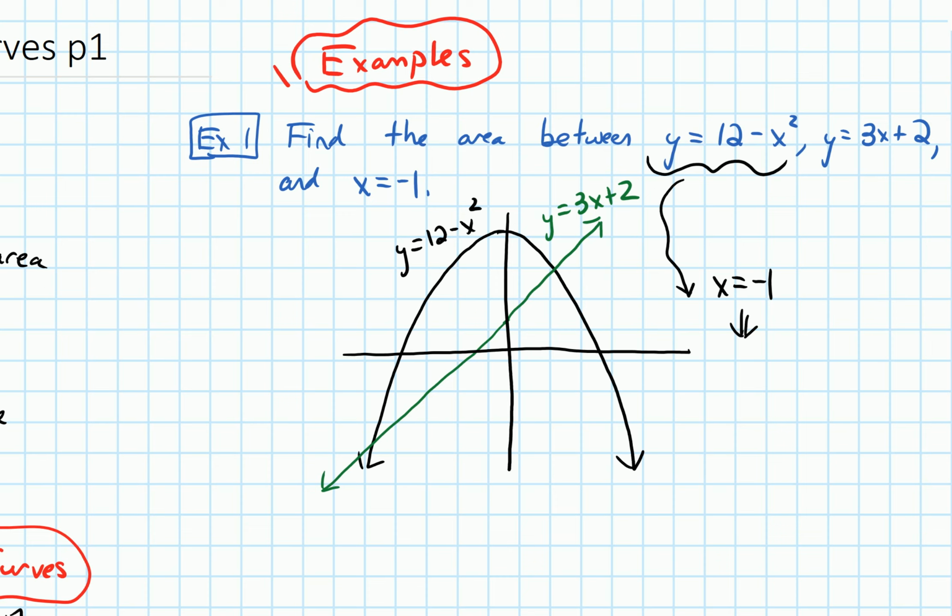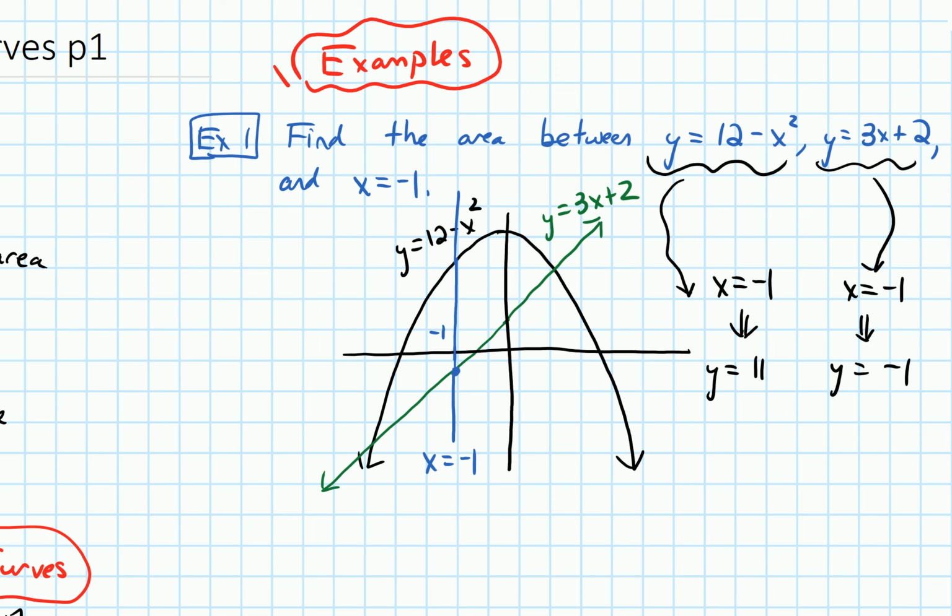So plugging -1 into the parabola equation, we get y equals 11. And if I plug x equals -1 into the line equation, we get y equals -3 plus 2, which is -1. So when I plug -1 into the line equation, the y value should be negative. So we are looking at a point over here, say. When x is -1, the y value here is -1. And on the parabola, the y value is positive, it's 11. Okay, so x equals -1 looks something like this line.